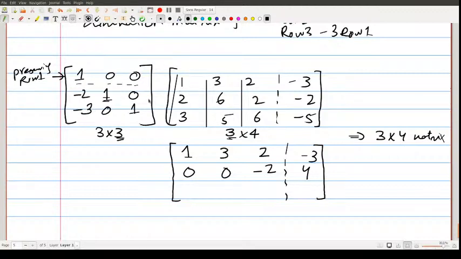Again, you can just look at this entry when you multiply minus 3, 0, 1 with 1, 2.